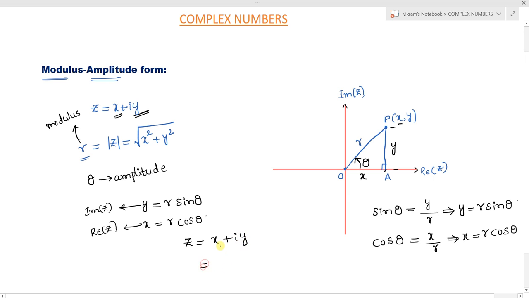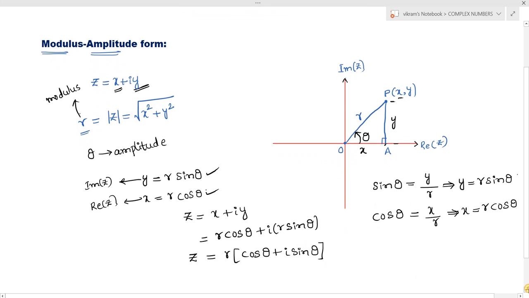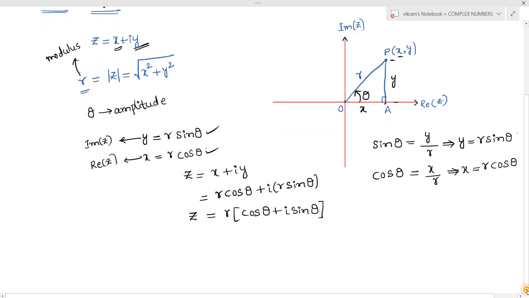Now I can represent z equals x plus iy. I am replacing x with r cos theta and y with r sin theta. So I can write it as r cos theta plus i times r sin theta. From this we can write the complex number z equals r times cos theta plus i sin theta.